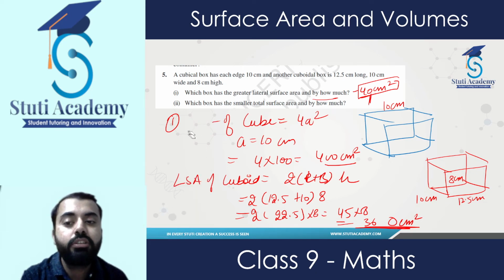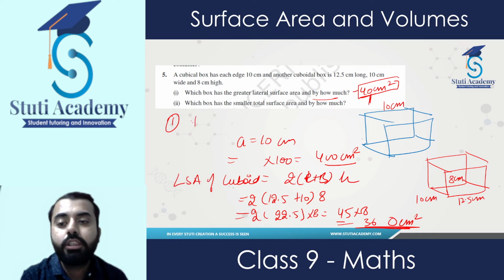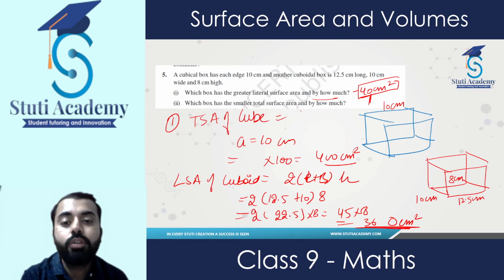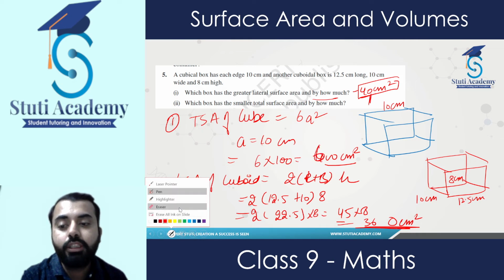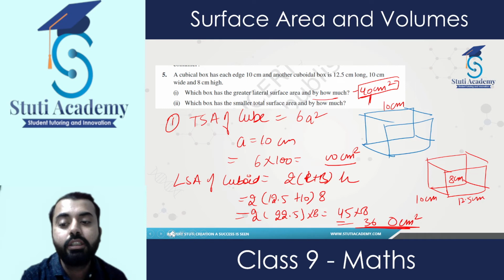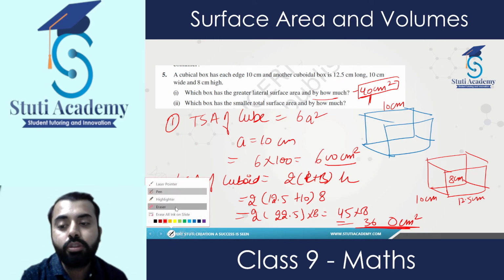Now, in the case of total surface area of the cube, if I tell you the TSA of the cube, you guys will already be saying this. It is 6a square. It's easy. Just multiply your 10 its square with a 6. So you get what? 600. Its surface area is 600, right? Now I have to find out the total surface area of what?